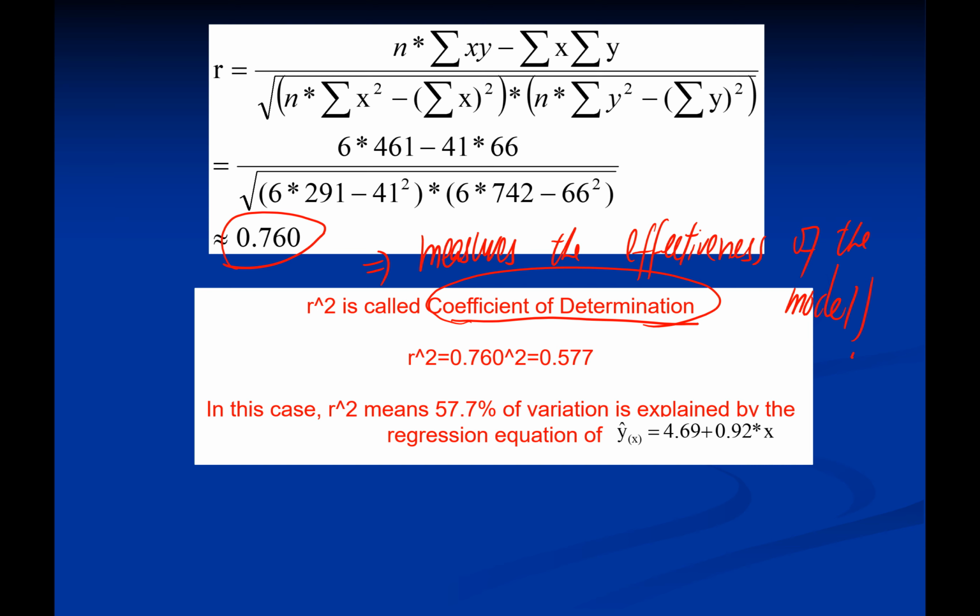Another way of saying this is how good the model is. So in this case, R squared equals 0.760 squared, which turned out to be 0.557. Turned into a percentage, that will be 55.7%. That means in this case, 55.7% of the variation in the dependent variable y is explained by the regression equation, or by the independent variable x. In this case, 55.7% of the variation in y, which is weight, is explained by the independent variable age.